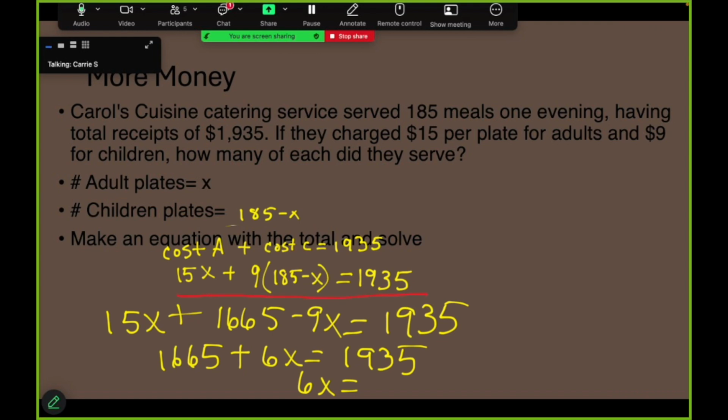So x is the amount of plates for the adults, right? For the adults, yes. Okay. So then we just started solving. I brought down the 15x from up there. I did the distributive property for these. And then I solved it after that. So are you working on solving that one now, Zach? Yes, I'm working on it. Okay, good. And Ashton, how are you doing?